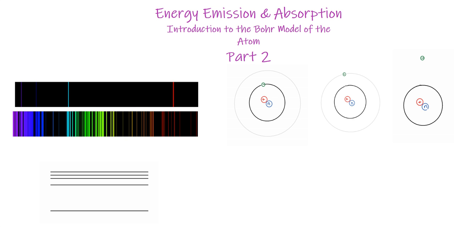Welcome to this video on energy emission and absorption, and this is part 2. In part 2, we're going to be taking a look at a little bit more detail and building our understanding of how in the Bohr model of the atom we can understand why only certain colors are being emitted when we excite a gas of a particular element.